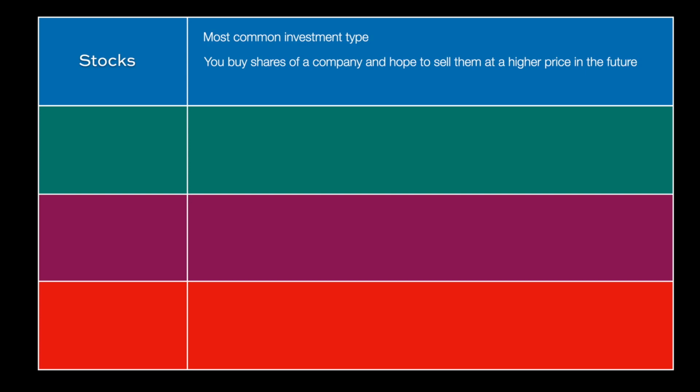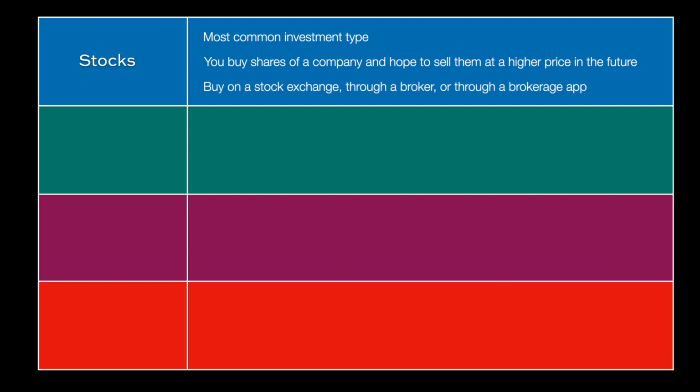Well, let's go over it because there's really four main ways. When you really break it down, there's four main ways that you can try to take money and turn it into more money. The first way is stocks, and this is the most common investment type. At its core, a stock is when you buy shares of a company and you hope to sell them at a higher price in the future. So you buy shares of Nike now or buy shares of Amazon or Apple, and you hope to sell them at a higher price in the future.